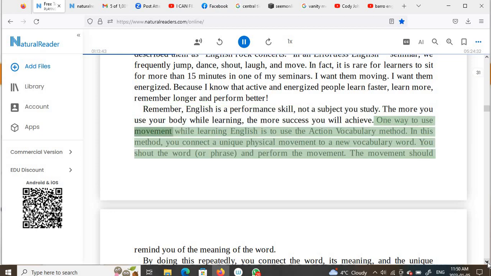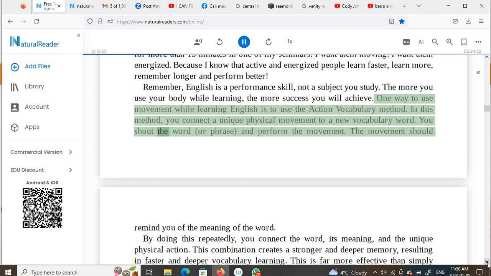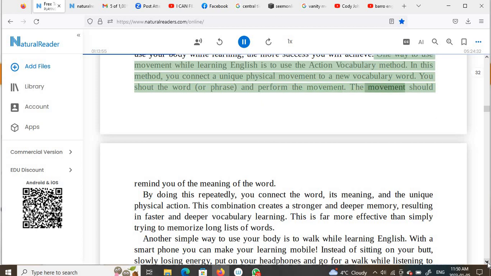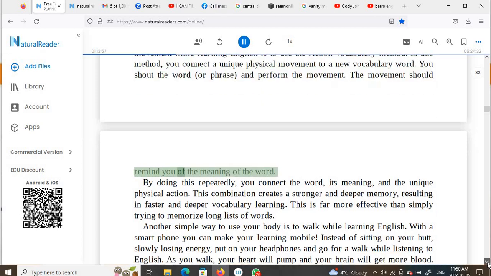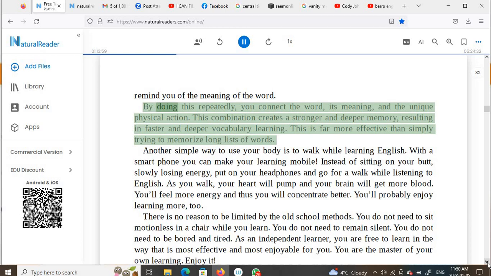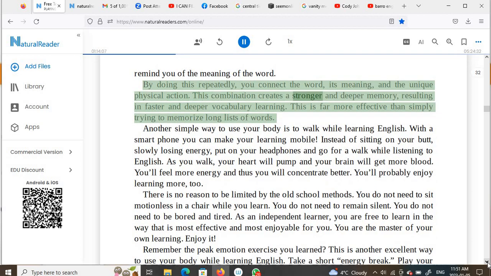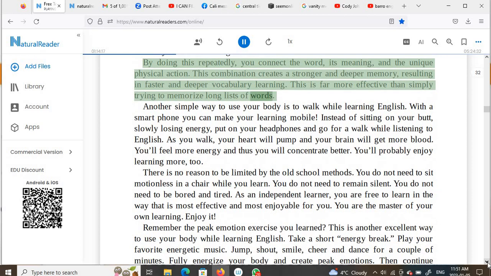One way to use movement while learning English is to use the action vocabulary method. In this method, you connect a unique physical movement to a new vocabulary word. You shout the word and perform the movement. The movement should remind you of the meaning of the word. By doing this repeatedly, you connect the word, its meaning, and the unique physical action. This combination creates a stronger and deeper memory, resulting in faster and deeper vocabulary learning. This is far more effective than simply trying to memorize long lists of words.